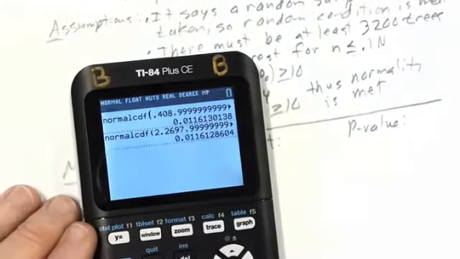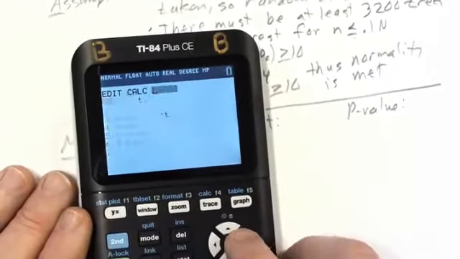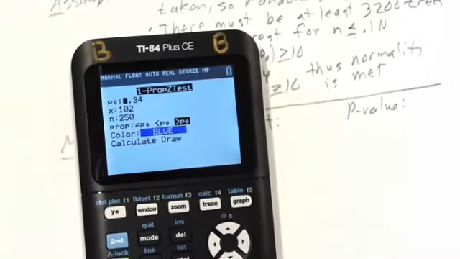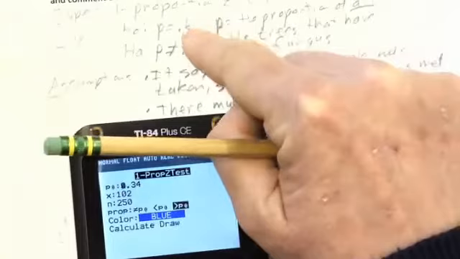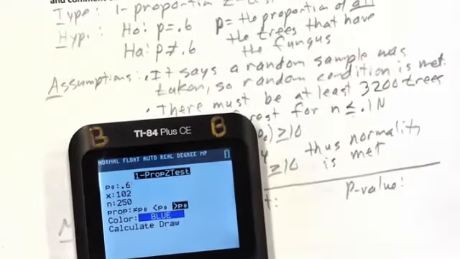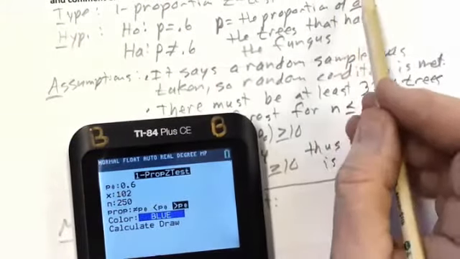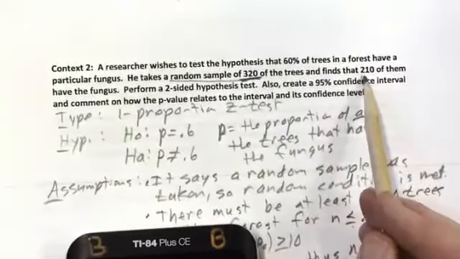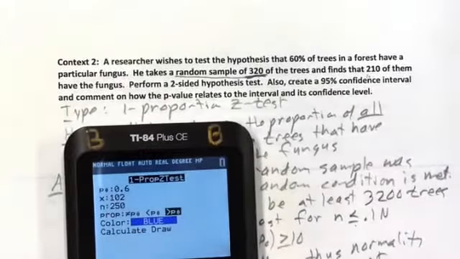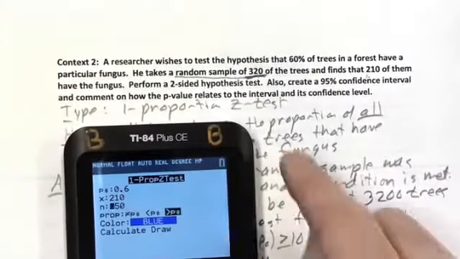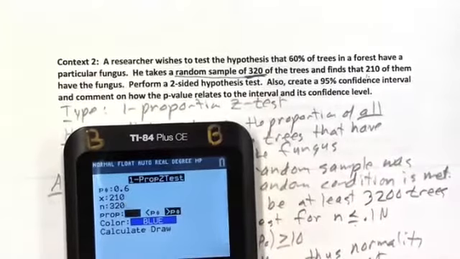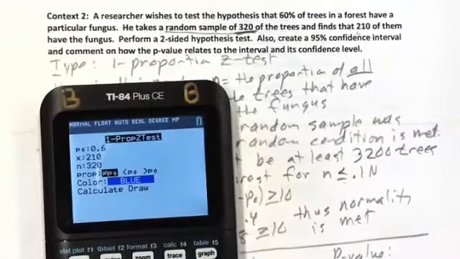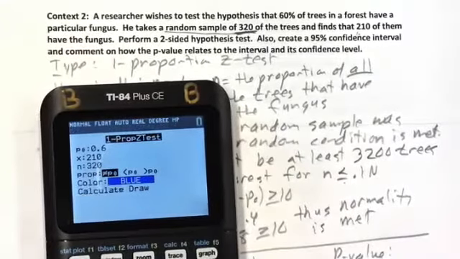So let's do this. We go stat, we go tests, and we go down to 1 proportion z-test. Boom. We enter our null hypothesis value, which is 0.6. Our x, our number of successes, 102, no, it's not. It's 210. And then our sample size is 320. And then our alternative is not equal to. This is a 2-sided test, okay? So we calculate.